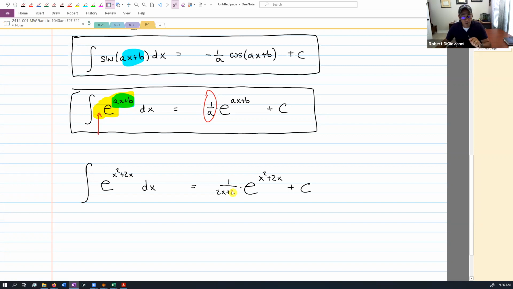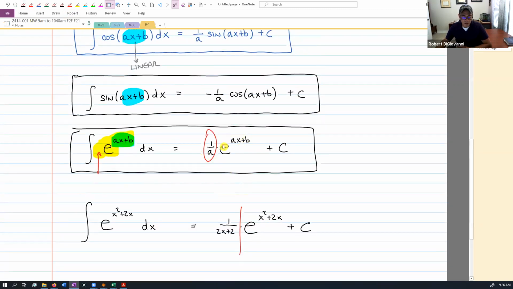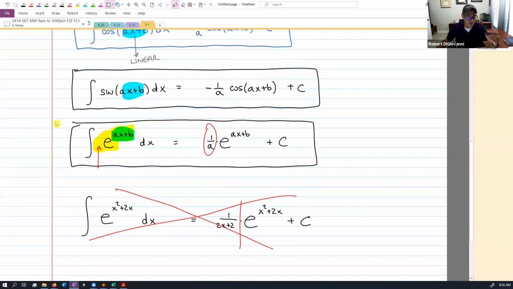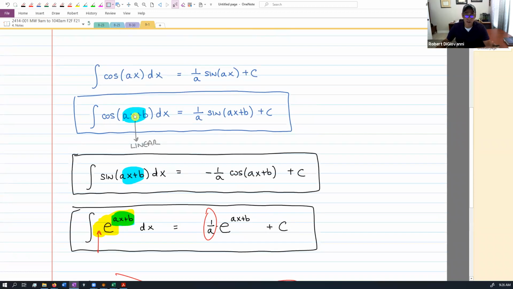The reason it won't work is because if I differentiate this now to check it, we have a product rule here, and that's going to make it extremely complicated. It's not going to give you this, I promise. But because the 1 over a is a constant, when I differentiate there is no product rule. So this doesn't generalize to anything. It only generalizes to when you have linear expressions plugged into the function.